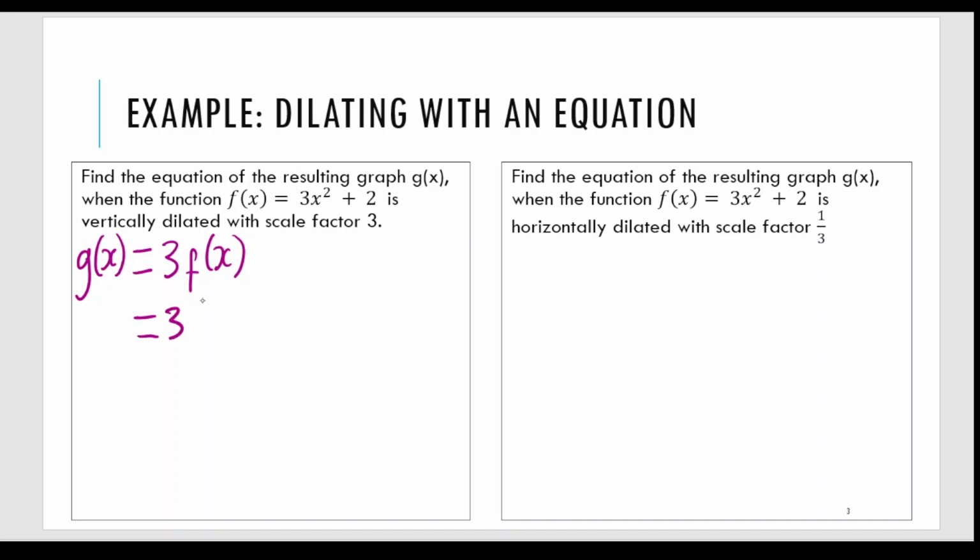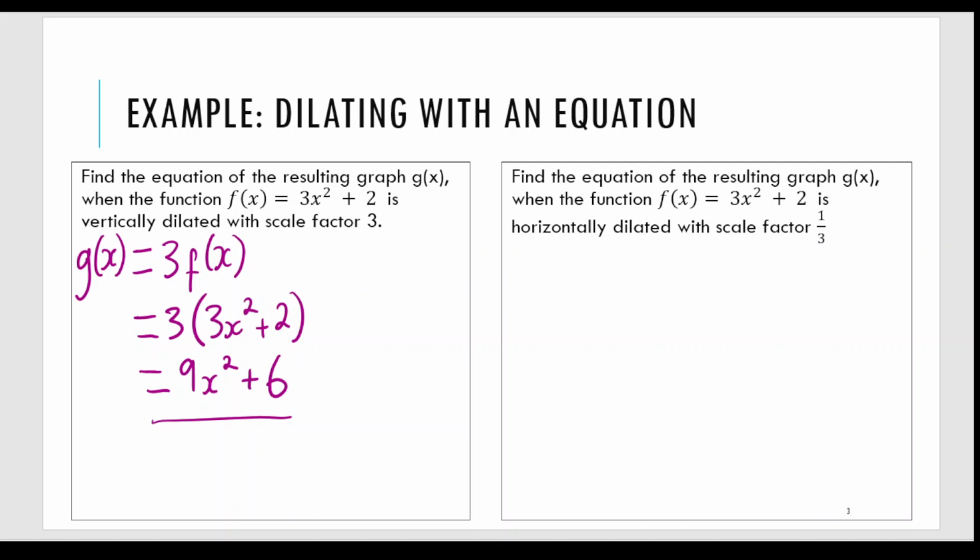So all we're going to do here is 3 times 3x squared plus 2, which is going to be 9x squared plus 6, and that is going to be our vertically dilated function. What that's going to do is stretch it in the vertical direction 3 times as much as it was originally. So think of it like you're holding an elastic band and we're pulling it both up and down, depending on what is above and below the x-axis.